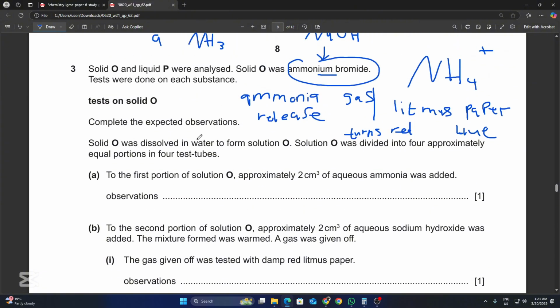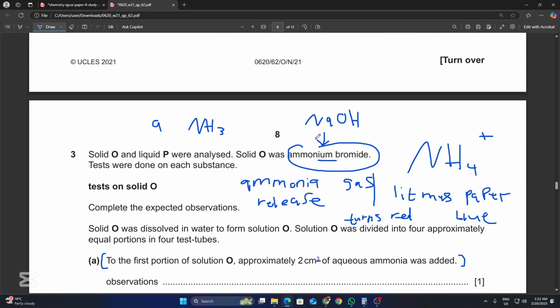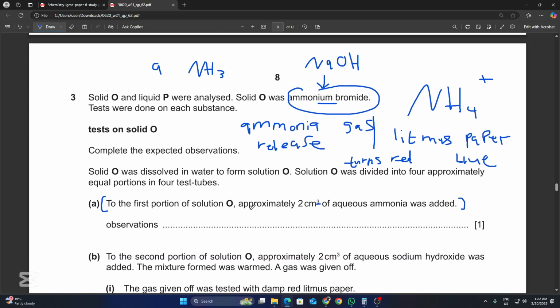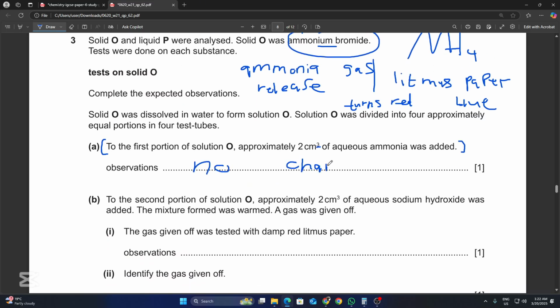Okay, so now let's read the question. Ammonium bromide. Tests were done on each substance. Complete the expected observation. Solid O was dissolved in water to form solution O. Solution O was divided into 4 approximately equal portions in 4 test tubes. Now, to the first portion of solution O, approximately 2 cm3 of aqueous ammonia was added. Since ammonium and ammonia do not react together, we just need to write no change or no reaction. Both are correct, no change. That gives you 1 mark.